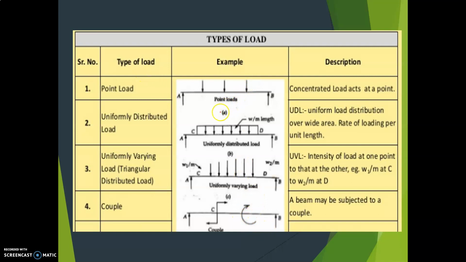So point loads are concentrated loads acting at a point, and uniform load distribution is over a wide area, with a rate of loading W per unit length. Uniformly varying load is a triangular distributed load, with the intensity of the load changing from one point to the other, and then the couple you can see here.